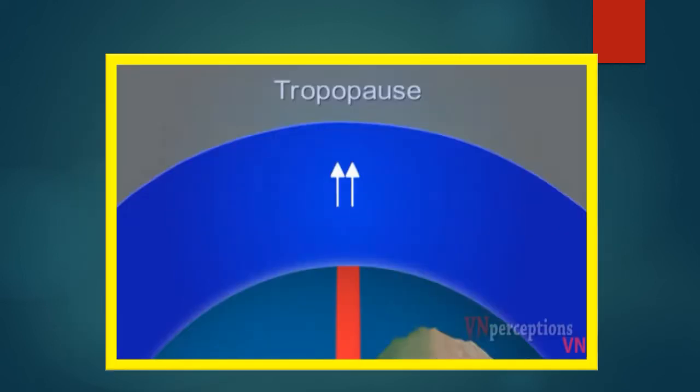Now children, this is an inverted image of our earth. You can see this red line is the equator. This region gets hot. So here the air becomes hot and hot air rises, goes up to the troposphere.